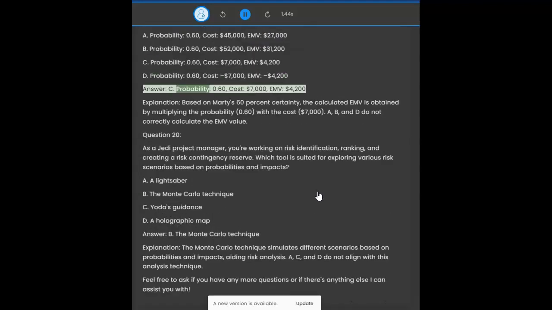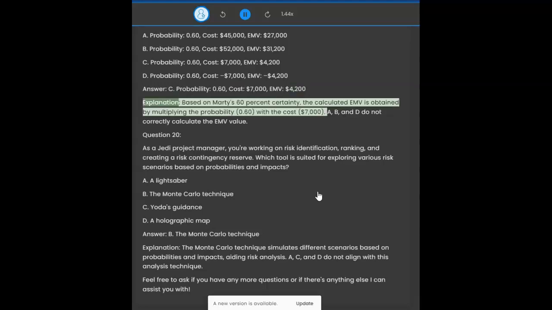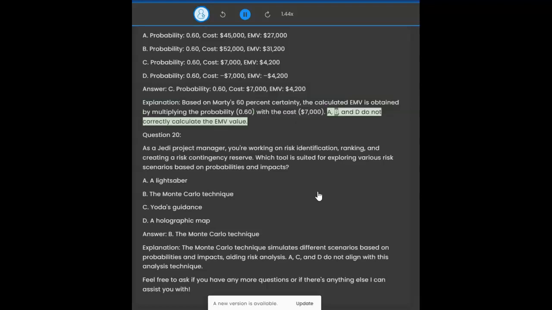Answer: C. Probability 0.60, cost $7,000, EMV $4,200. Explanation: Based on Marty's 60% certainty, the calculated EMV is obtained by multiplying the probability with the cost. A, B, and D do not correctly calculate the EMV value.